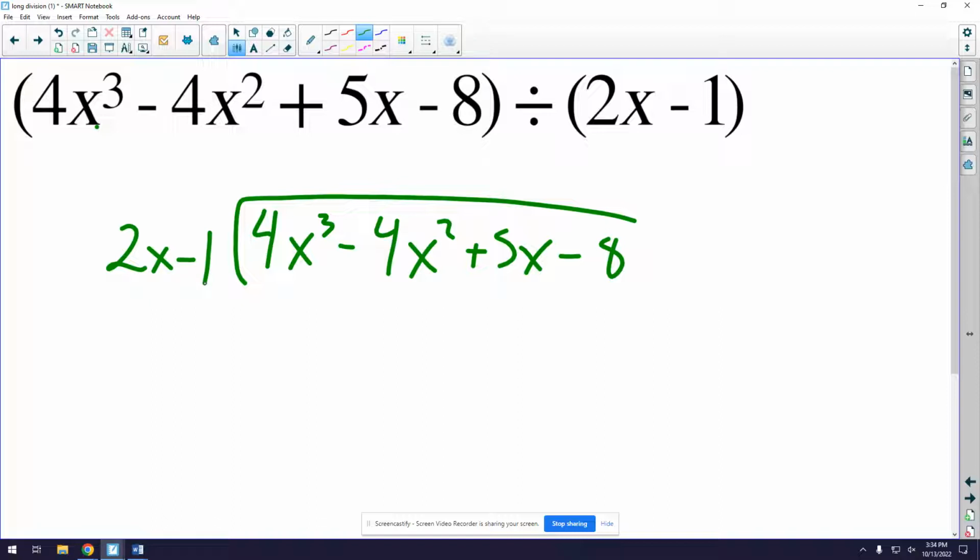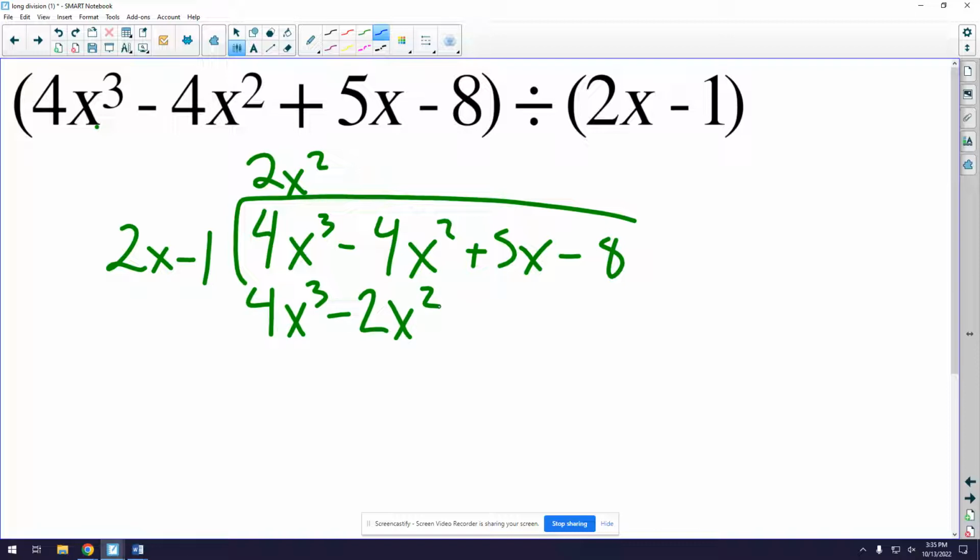So we are going to take your first term under your division, 4x to the third, divided by the first term, 2x. 4 divided by 2 is 2. X to the third divided by x is x squared. Okay, now I'm going to take that term I just got, 2x squared, and multiply it by both of these. So 2x squared times 2x, 2 times 2 is 4, x squared times x is x to the third, and then 2 times negative 1 is negative 2, and x squared times nothing is just x squared.